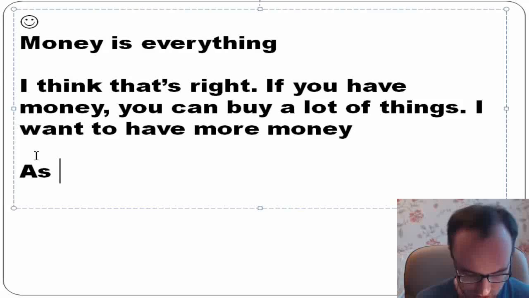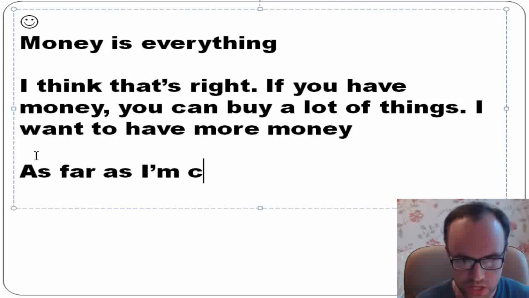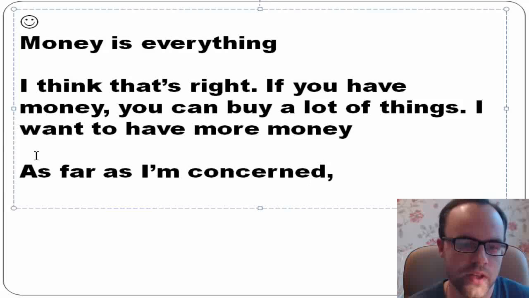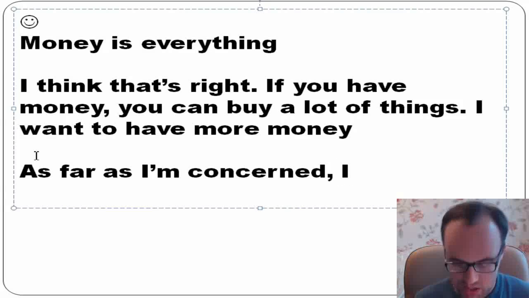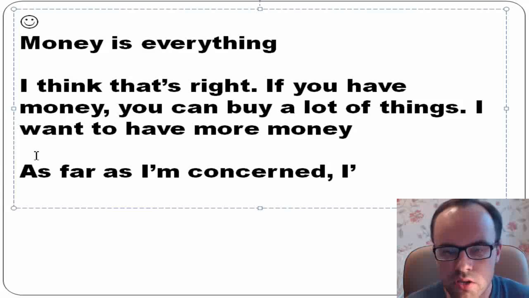So, as far as I'm concerned. This phrase is more advanced. It's the same as "I think," but you see the difference. "I think" and "as far as I'm concerned" are actually quite another level. Anyway, after "as far as I'm concerned," you can add not just "I think" but "I really think so," "I believe," or use more advanced vocabulary.